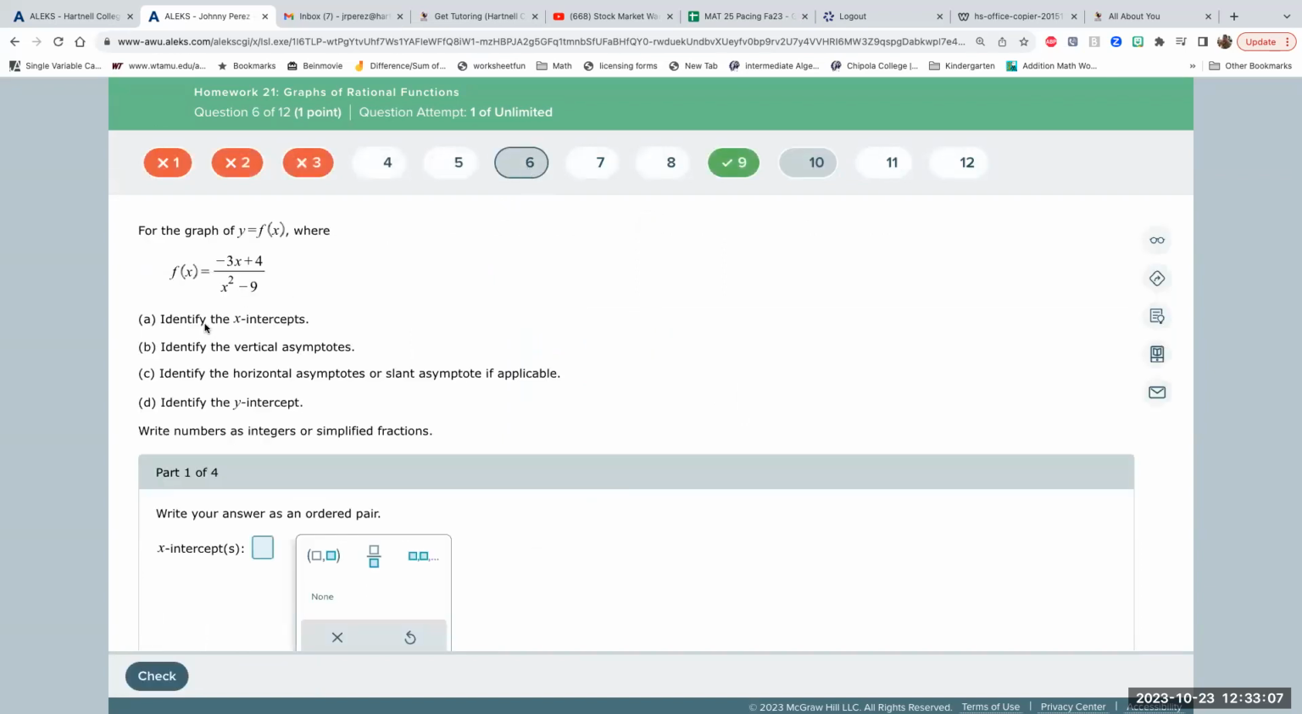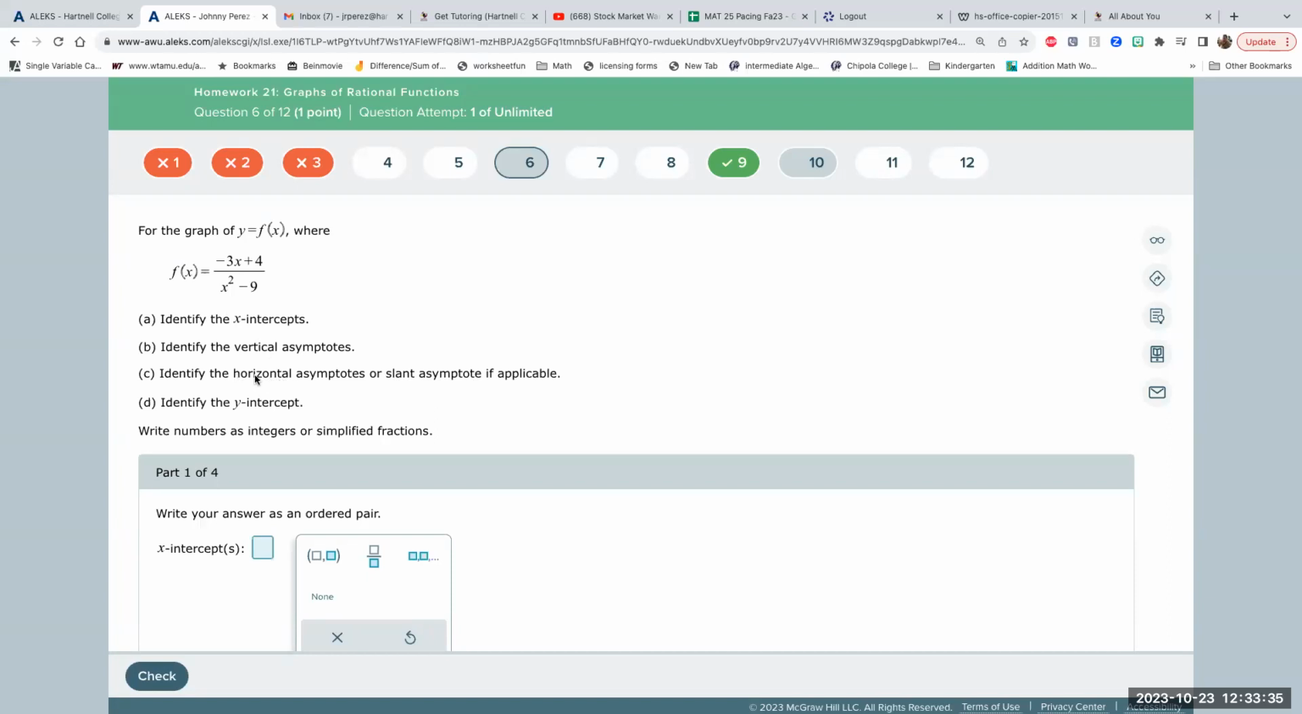And so again, how do you find the x-intercepts? All you're going to do is set the top equal to 0. How do you find the vertical asymptotes? That's when you set your denominator equal to 0. How do you know if you have horizontal or slant asymptotes? Well, remember, for slant asymptotes, the degree upstairs has to be bigger than the degree downstairs by exactly 1. Here, you're not going to.